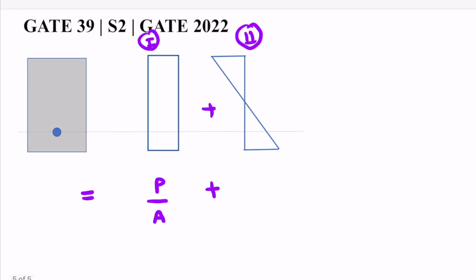Okay, so the value will be m. So what is the value of m? M is P into E divided by I, which is, let's keep it I for now, and multiplied by the distance where we have to calculate the stress. So we have to calculate the stress at a distance of E from the neutral axis, so it will be E. So this is how we will calculate the value of Fc.